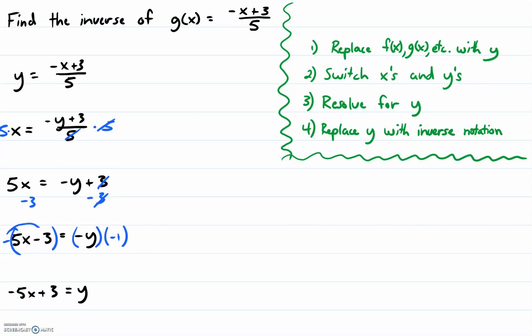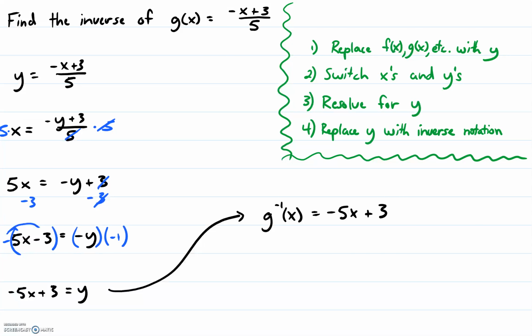Now we've re-solved for y, so we go on to step 4, and that is to replace y with the inverse notation. Instead of having y here, we want to rewrite it, indicating that it is the inverse, in this case, of g. So we're going to say g negative 1 of x. That negative 1 indicates the inverse of g is going to be equal to negative 5x plus 3. And that's it. That would be our answer.